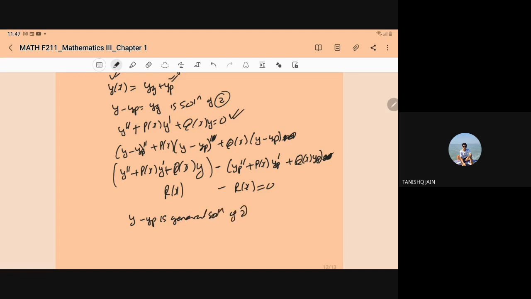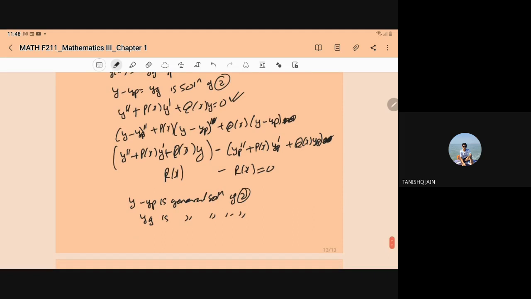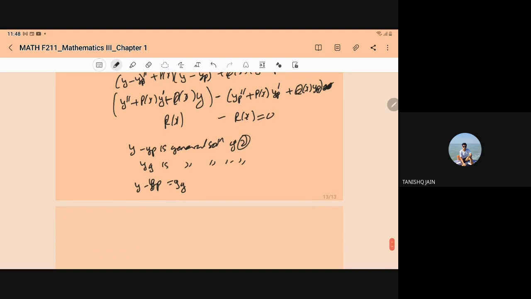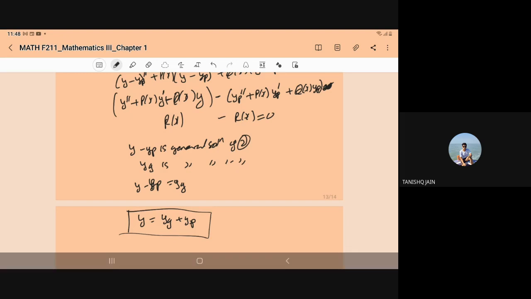of the second. And what is given? yg is the general solution of the second. This implies that y minus yp is equal to yg. So it will give you y is equal to yg plus yp. So that is the general solution. y is the general solution of the first one, yp is the particular solution of the first one, and yg is the general solution of the second one. So their relation will be y is equal to yg plus yp.